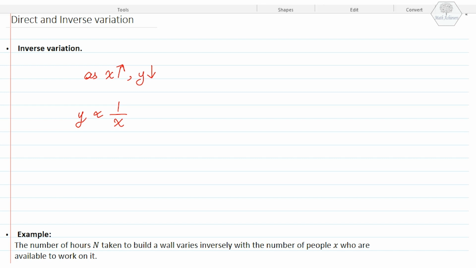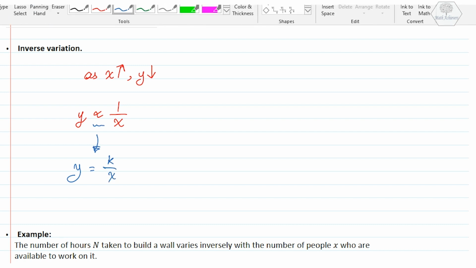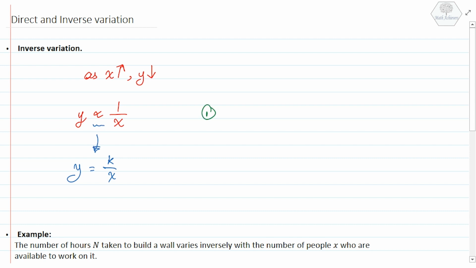over x. How can I replace the proportionality? I write it as y is equal to k over x. Also, the first thing that we have to do is to find the value of k. And the second thing that we have to do is we need to write y in terms of x.